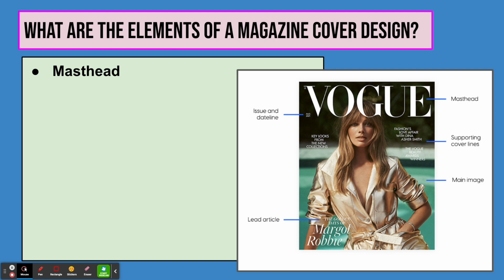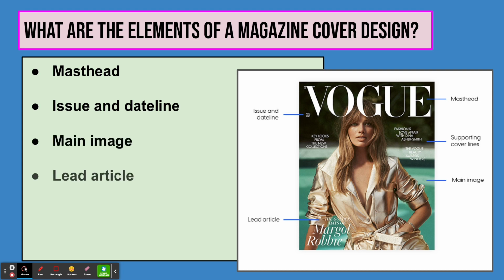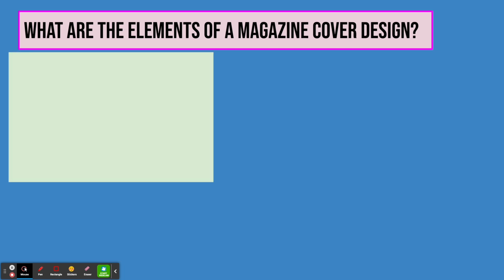Here are the essential elements of a magazine cover. First, you have the masthead or the headline. Second, you have the issue and date line. Third, main image. Fourth, lead article. You have supporting cover lines. And you have the barcode, which often actually includes pricing as well, but not always. So now let's take them one by one and get into some more details.